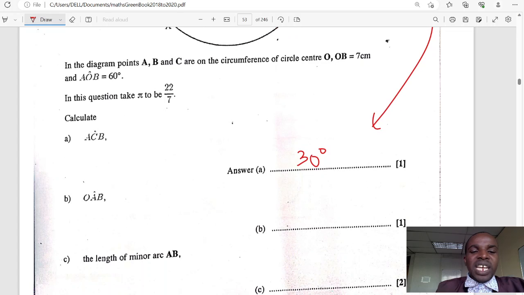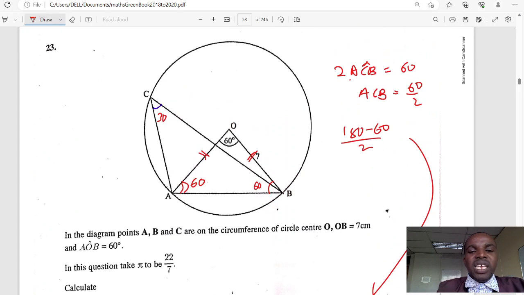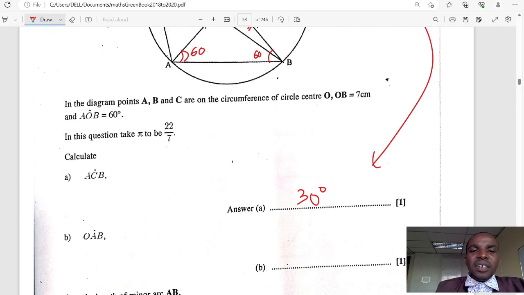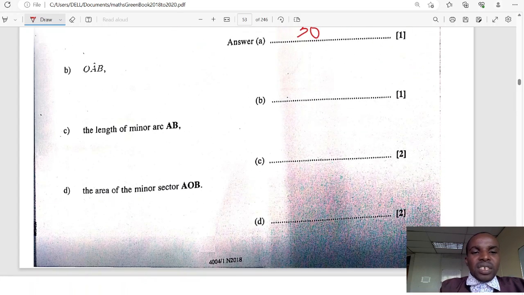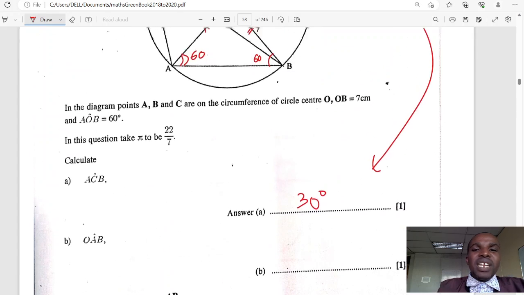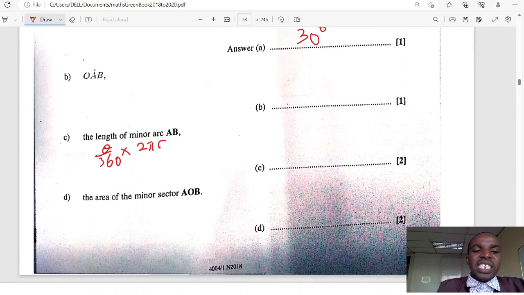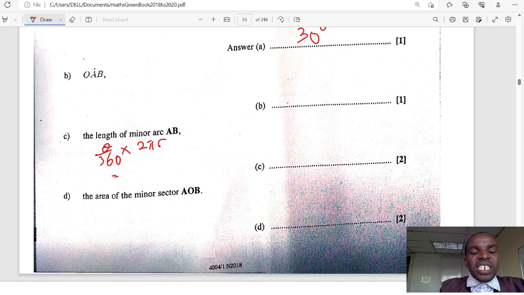So it's 60 degrees. Then the length of minor arc AB. Length of an arc is theta over 360 times the circumference of a circle, which is 2 pi r. Theta, the angle subtended by this minor arc, is 60 degrees. Radius is 7. So it will be 60 over 360 times 2, taking pi to be 22/7, radius is 7.